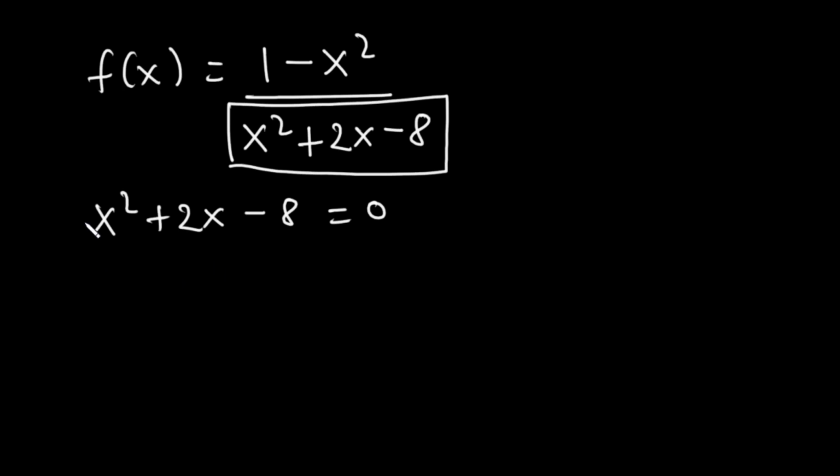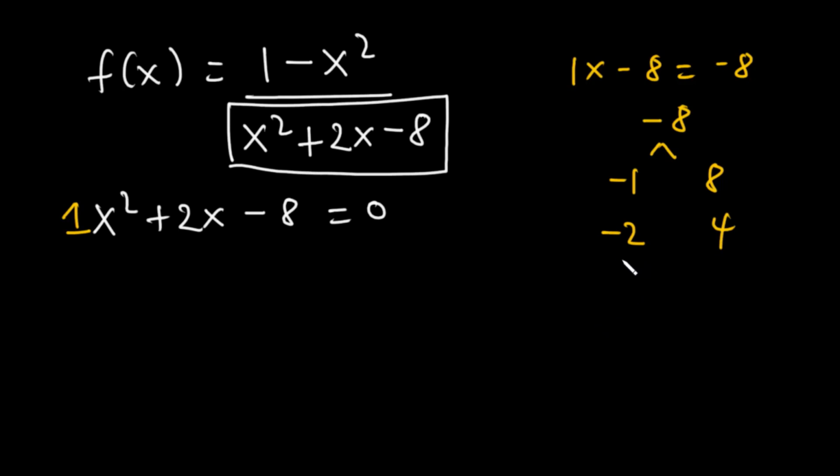The coefficient of the x squared term is 1, and the coefficient of the constant is negative 8. So 1 times negative 8 is equal to negative 8. So we need to find the factors of negative 8 that add up to 2. The factors of negative 8 are negative 1 and 8, and negative 2 and 4. Now we can add negative 2 and 4 to get positive 2. So it's going to be x squared minus 2x plus 4x minus 8 is equal to 0.